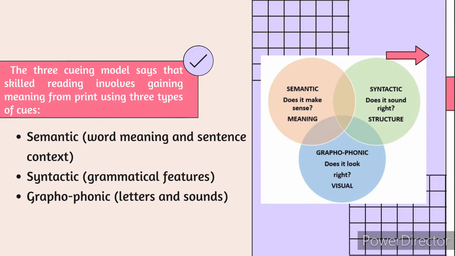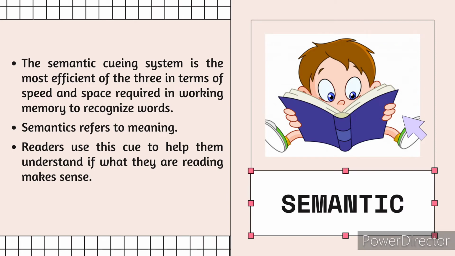The three cueing model says that skilled reading involves gaining meaning from print using three types of cues, which are semantic, syntactic, and graphophonic. In the act of reading, we use the knowledge stored in our cortex to constantly reach out and predict the meanings of the words in the sentences we are about to read. Three cueing systems provide the brain clues or cues as to what the words might be. Semantic. The semantic cueing system is the most efficient of the three in terms of speed and space required in working memory to recognize words.